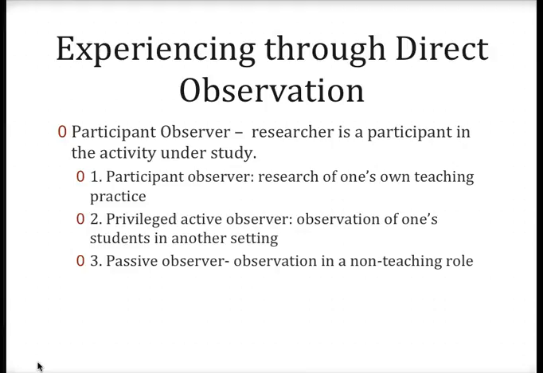There are 3 different kinds of observers. A participant observer is a researcher and a participant. The researcher is a participant in the activity under study. So a participant observer then is research of one's own teaching practice. You're not teachers yet, so you're clearly not going to be a participant observer. You could be a privileged active observer, which is the observation of one's students in another setting. Again, you're not practicing teachers in a classroom, so you're not going to be doing that either. You could, however, be a passive observer, an observation in a non-teaching role.